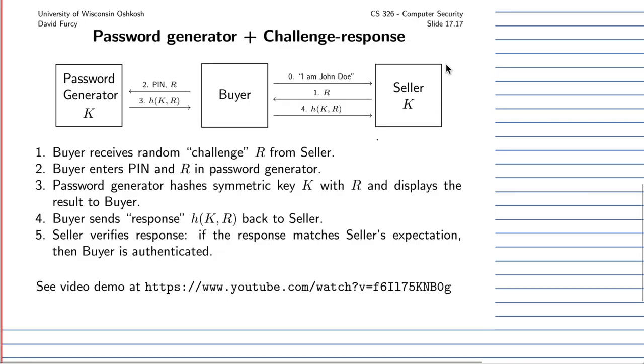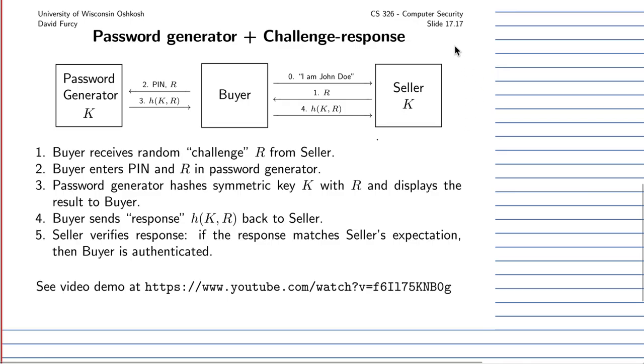So notice this uses kind of a symmetric key, since there is a key that has to be built into the smart token that is shared with only the seller. But notice also that the buyer is authenticating himself or herself to the smart token using a static item like the PIN. So this is a typical challenge response protocol. This is just a generic description of it.